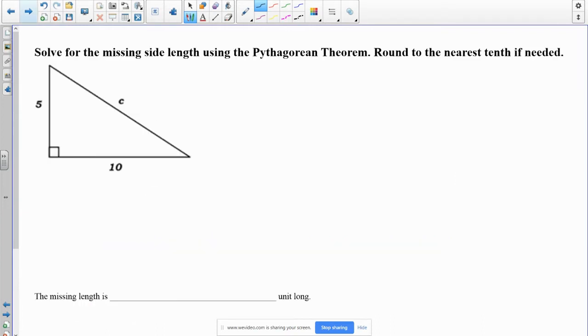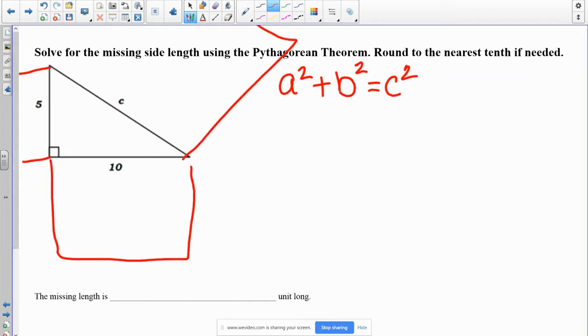So we're going to look at the first problem here. The directions are to solve for the missing side length using the Pythagorean theorem and round to the nearest tenth if needed. Right away I notice that I have a leg of 5, a leg length of 10, and I'm missing my hypotenuse, my C. I'm going to start by writing the equation, a squared plus b squared equals c squared. And I'm just going to draw the squares. I'm not going to be able to draw full squares here, but I'm going to draw the squares off just to get used to understanding that.